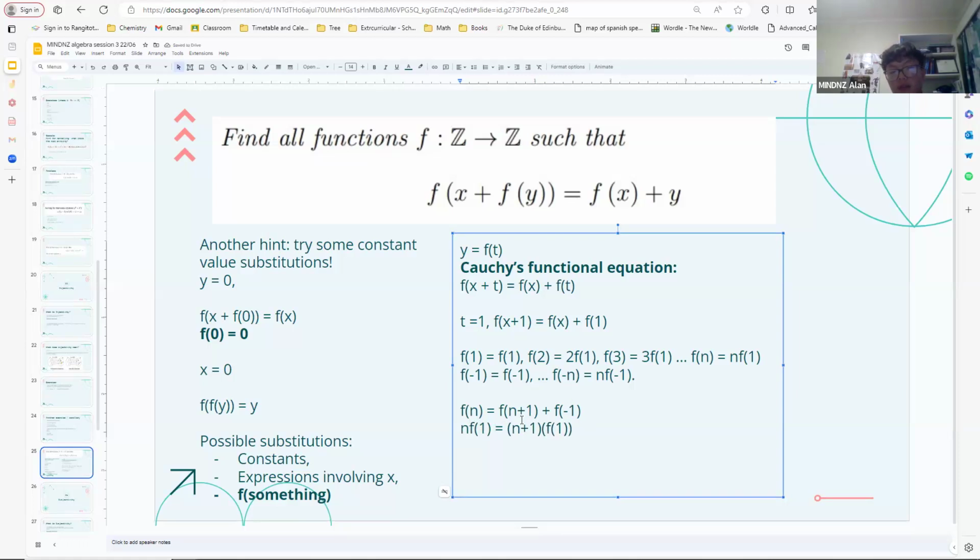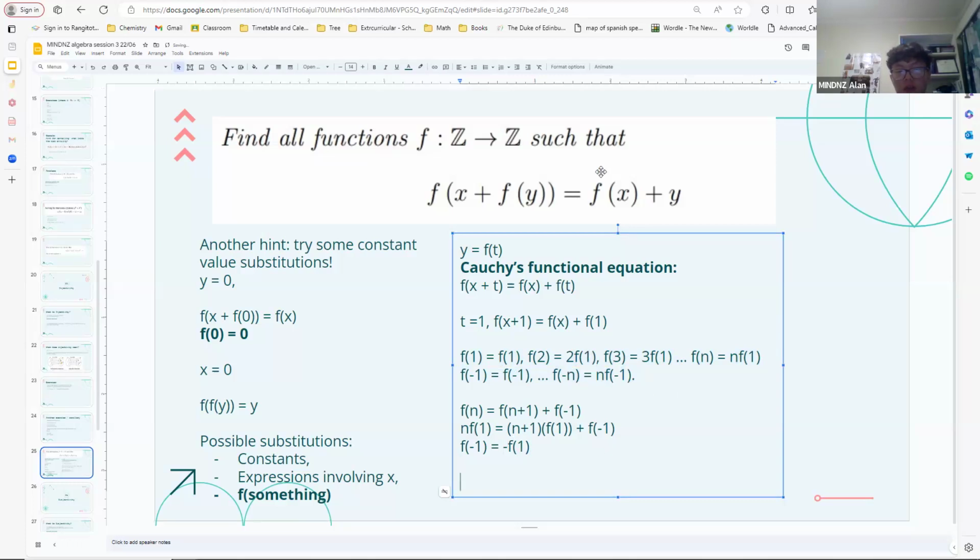But we have n times f of 1 equals n plus 1 times f of 1 plus f of -1. So what is f of -1? F of -1 is just simply equal to negative f of 1. So now we've related this sequence and this sequence by telescoping.